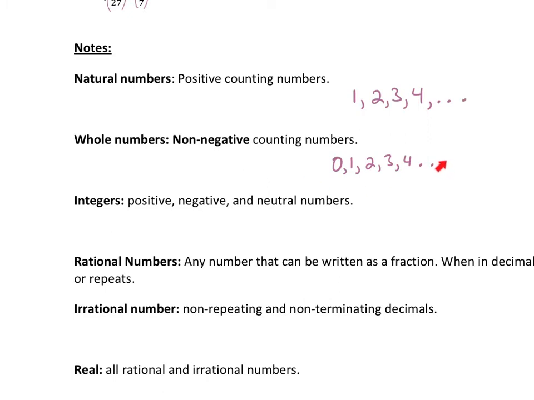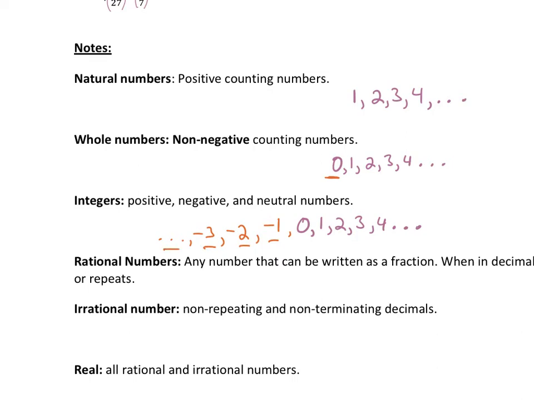Integers are positive and negative and neutral numbers. So now we're going to add on, let's underline what we're adding on here, the neutral number. Well, neutral, there's only one, it's 0. We have our positives, 1, 2, 3, 4, and so on. But now we're also going to add in there -1, -2, -3, and so on. These are included in the integers.